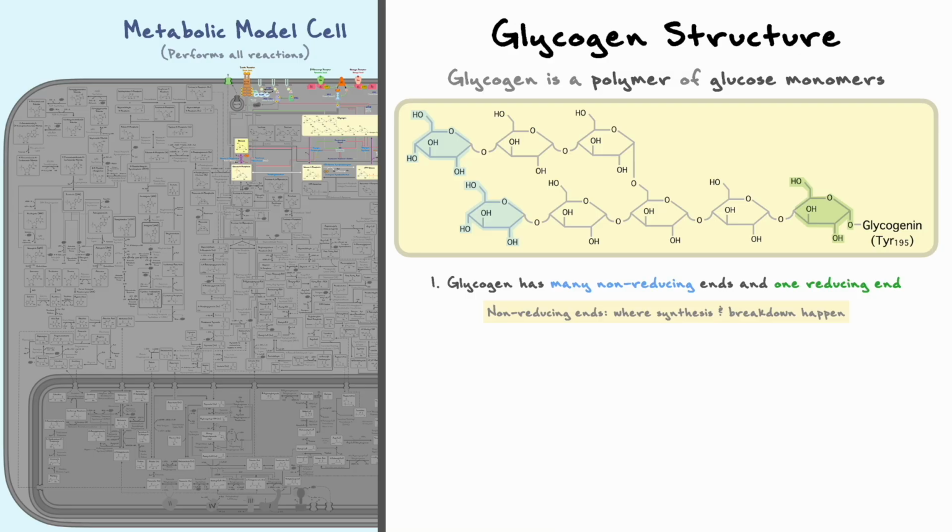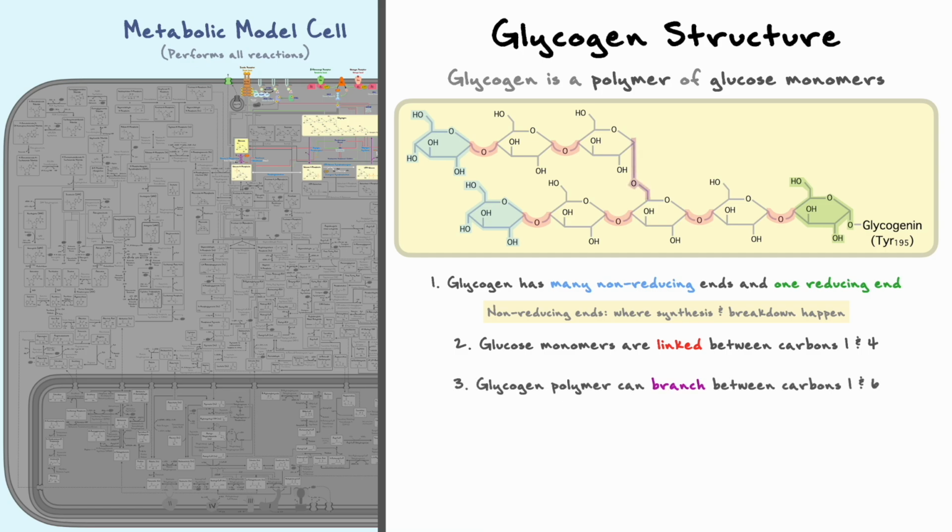In terms of the branching, the glucose units within the glycogen molecule can form two types of bonds. First, we have the bond between carbons 1 and 4 that allow the units to be linked in a chain together, here shown in red, and second, every 8 to 14 glucose residues, a bond between carbons 1 and 6 that allow the glucose chain to branch out. This ability to form multiple branches is crucial for the normal health of a cell because it allows to increase the number of non-reducing ends, which again are the sites of breakdown and synthesis.